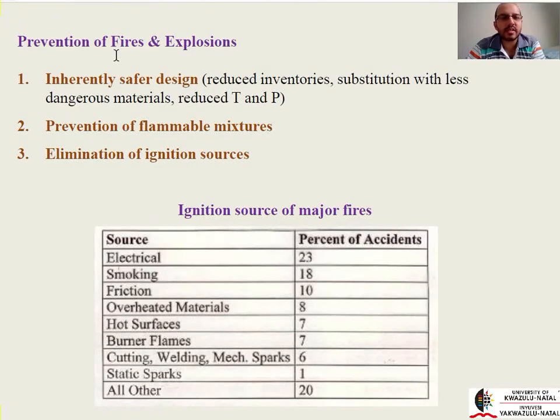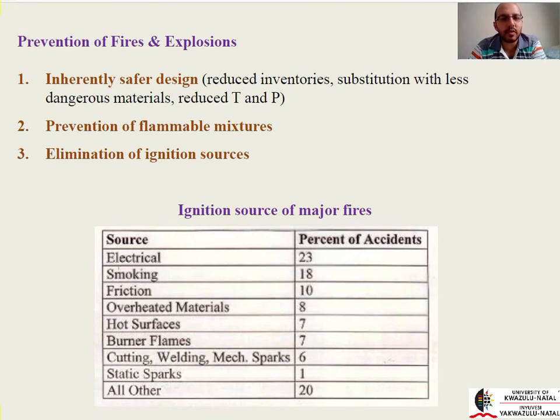Okay, now in industry, how are fires and explosions prevented? They are prevented essentially through inherently safer design. This is why design safety or safety in design is a very important topic. Okay, so aspects of safer design include reduced inventories, substitution of compounds with less dangerous compounds, and trying as far as possible to operate as closely to atmospheric conditions. Okay, so reduced temperature and pressure.